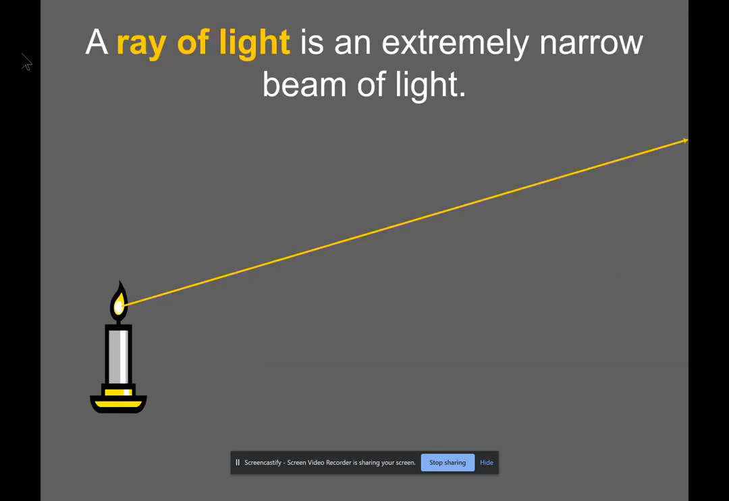So a ray of light is an extremely narrow beam of light. You really only see a quote unquote ray of light when you're dealing with a laser pointer. But we're going to pretend like this candle produces a ray of light for what we're dealing with today so we can focus on it.